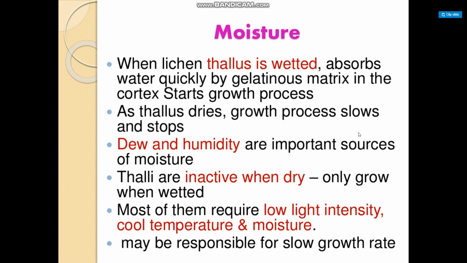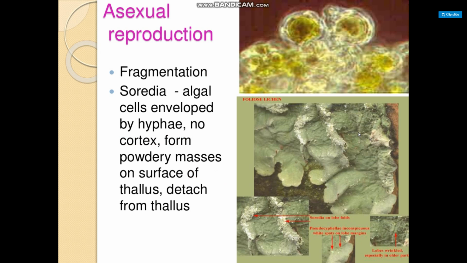Dew and humidity are important sources of moisture, and thalli are inactive when dry. So they only grow when wetted. Most of them require low light intensity and cool temperature, and moisture may be responsible for slow growth rate.